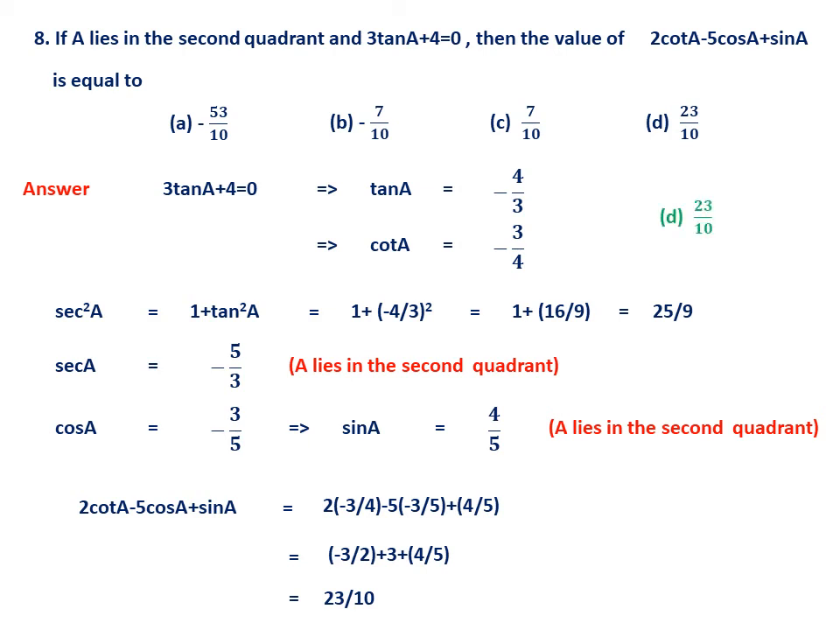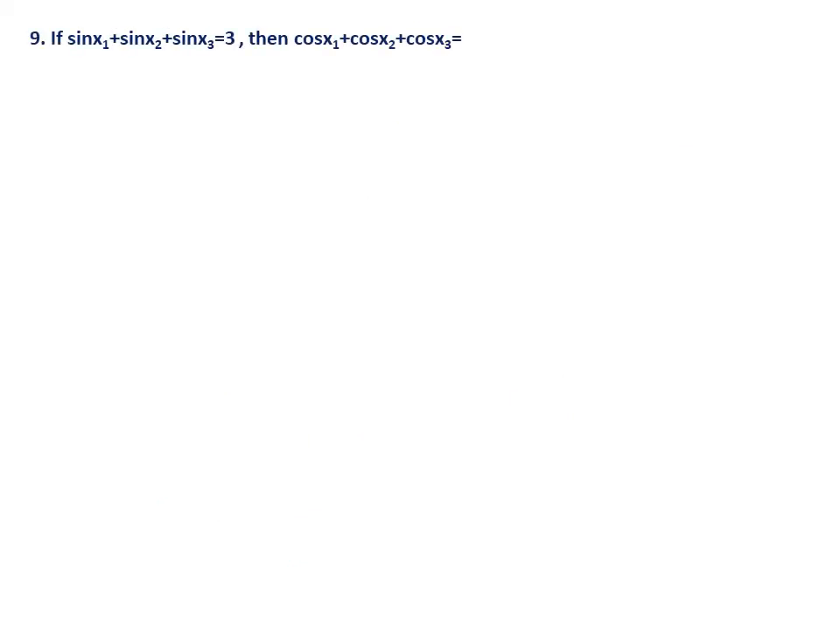So you can check it. So D is the option. So let us go to the next question. See, if sin x1 plus sin x2 plus sin x3 equal to 3, then what is the value of cos x1 plus cos x2 plus cos x3?